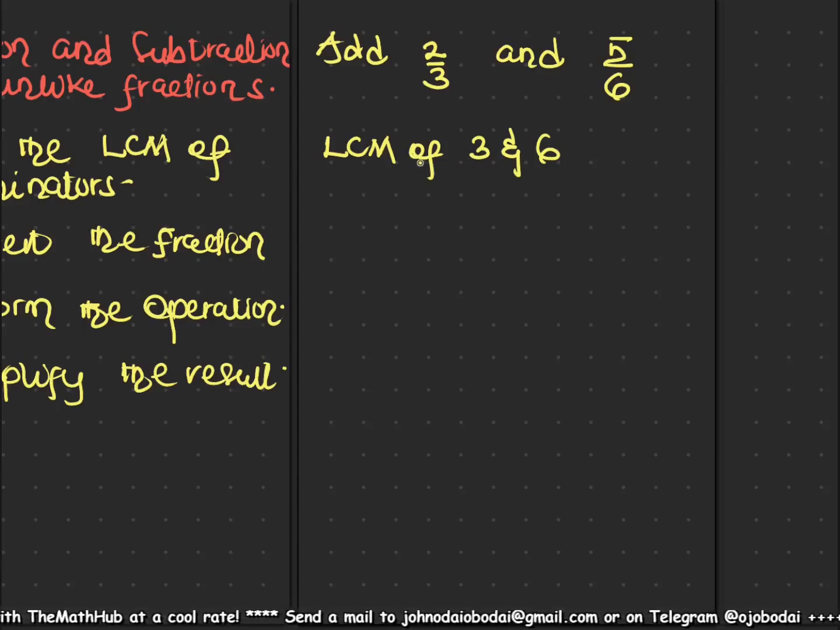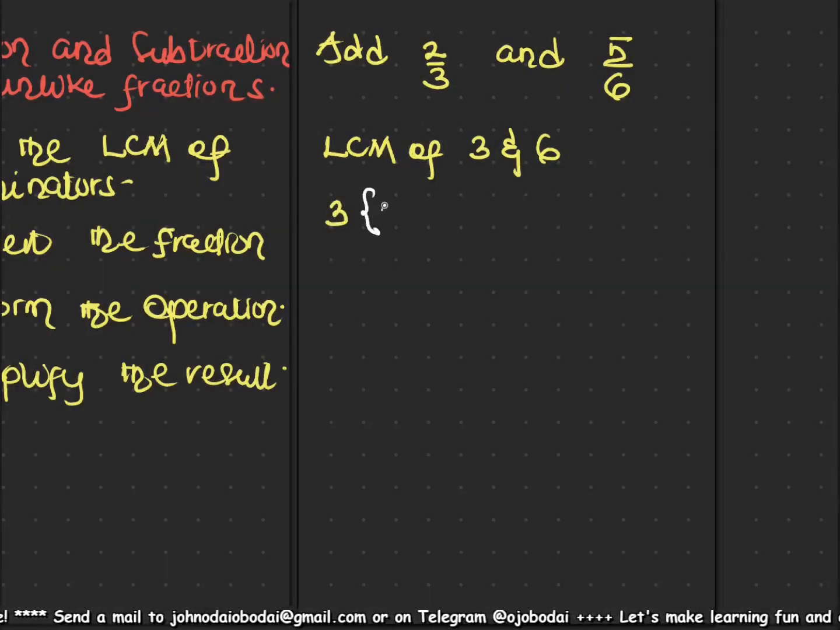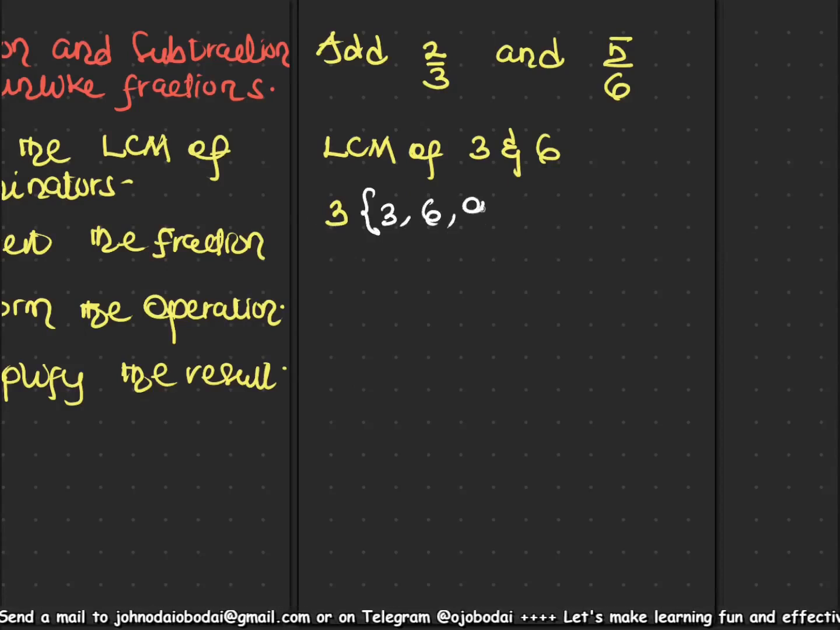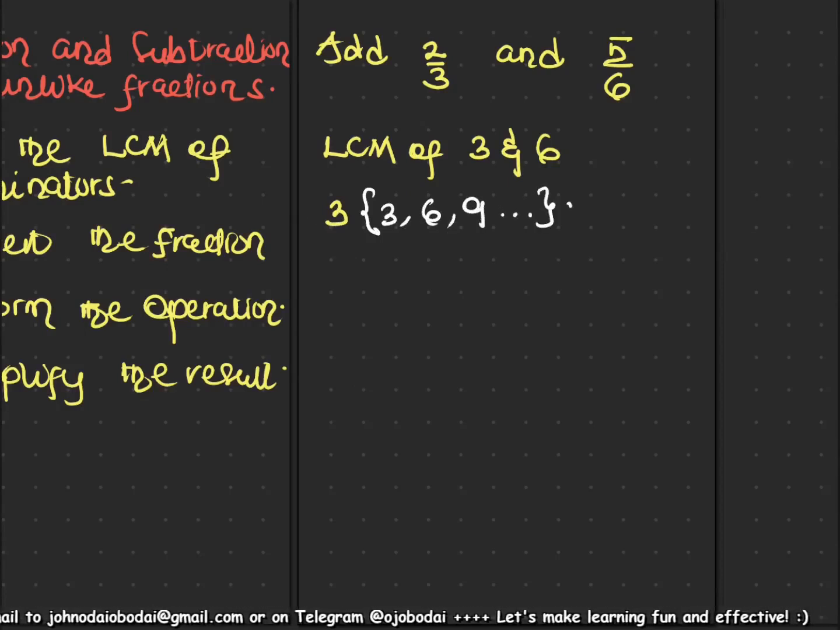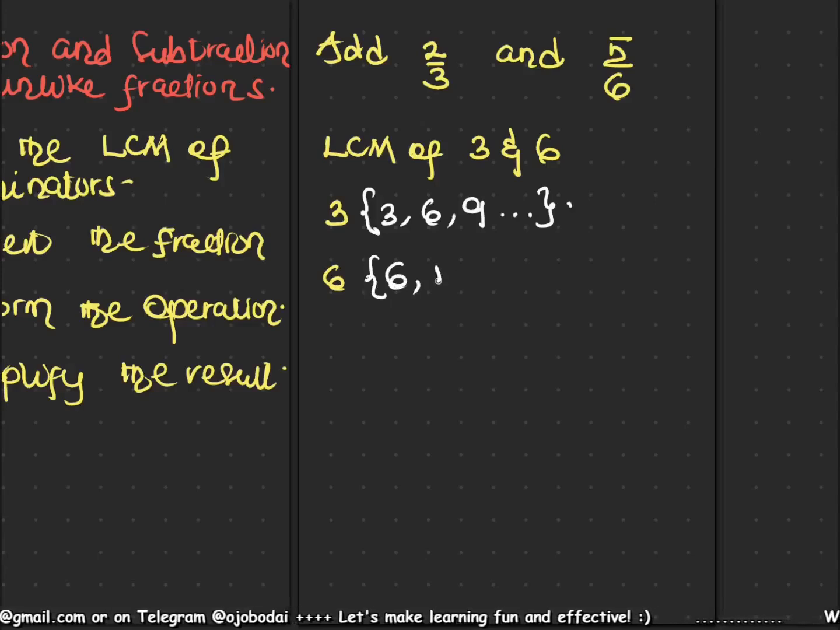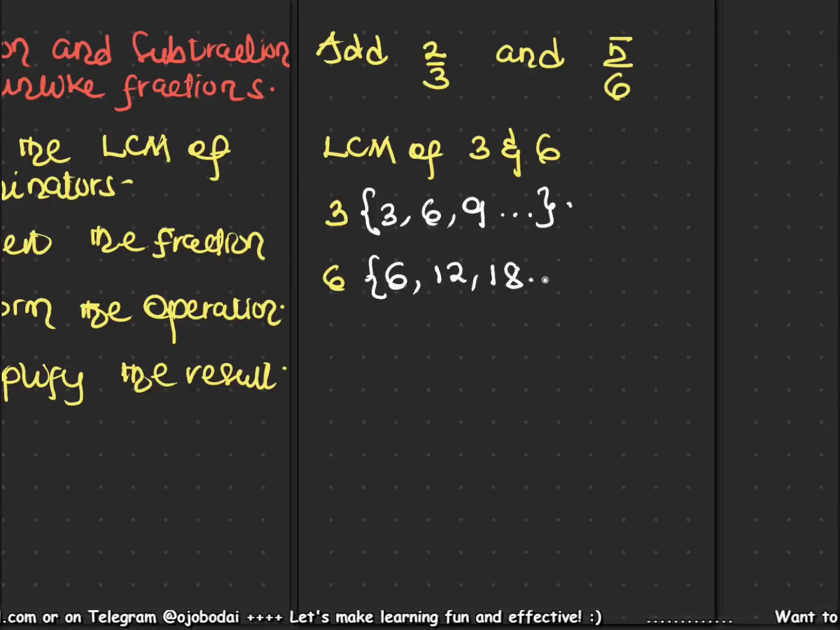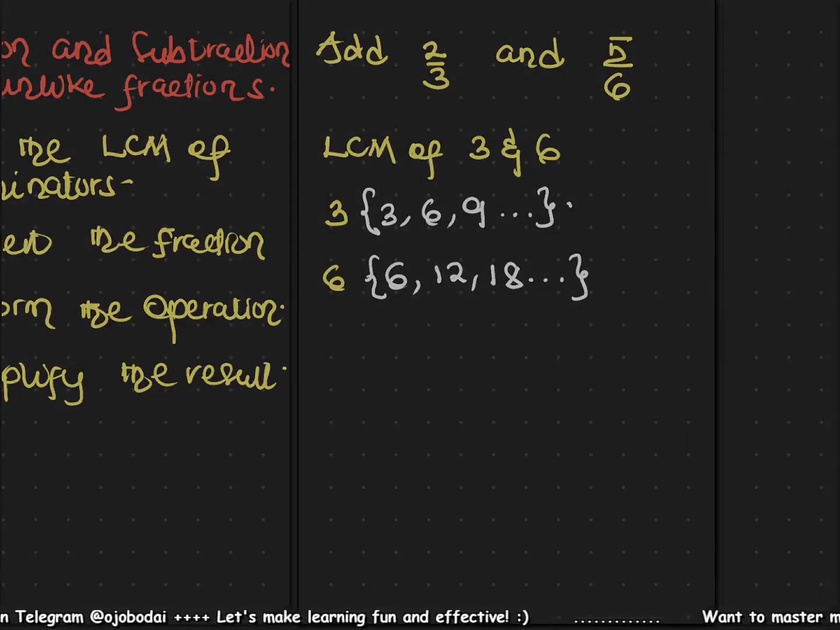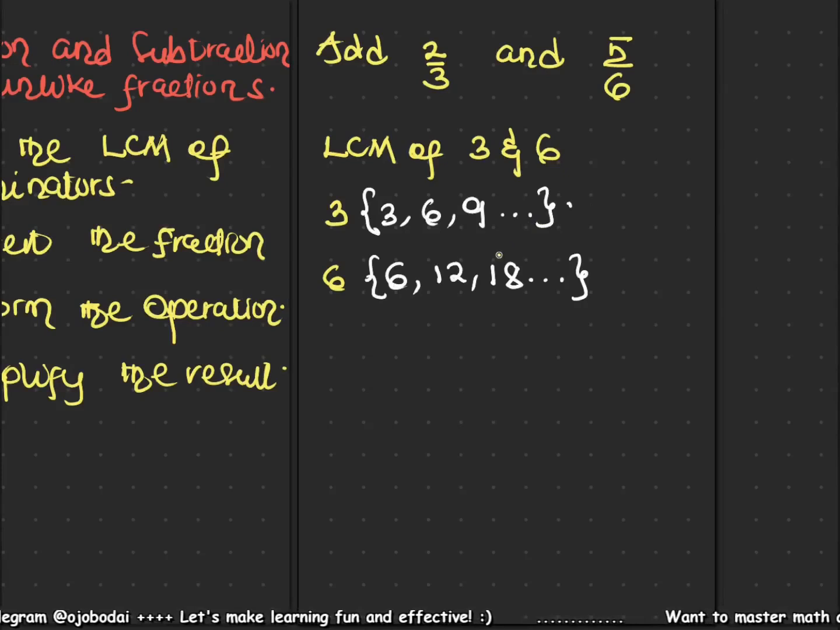So first of all, for this first one, I will take us through the steps. Then after which you would do them yourself. So for 3, what are some of the multiples of 3? We have 3, 6, and then 9, and it goes on and on. Now what of 6? We have 6 itself, 12, 18, and it also goes on and on. I'm not continuing because I have just seen my LCM and there's no need continuing further.